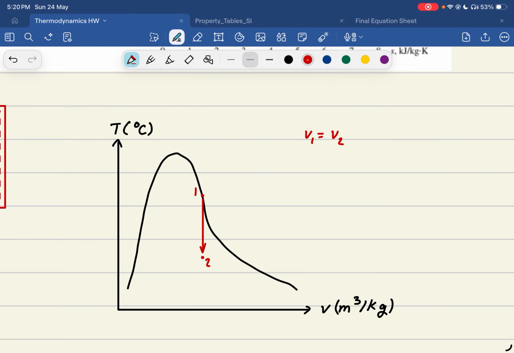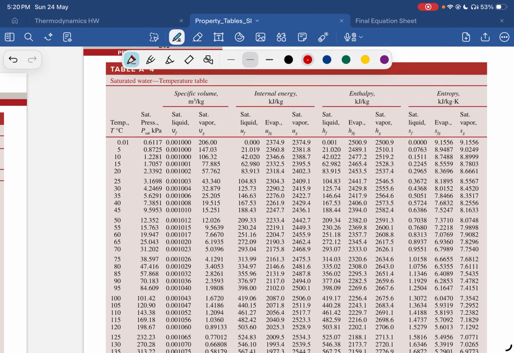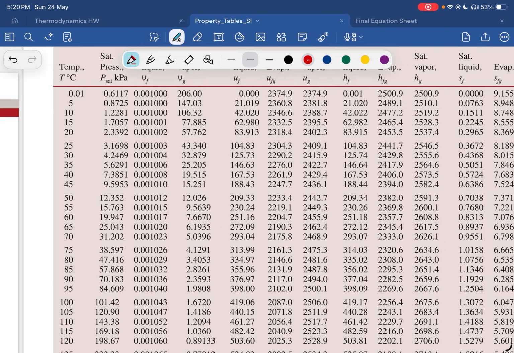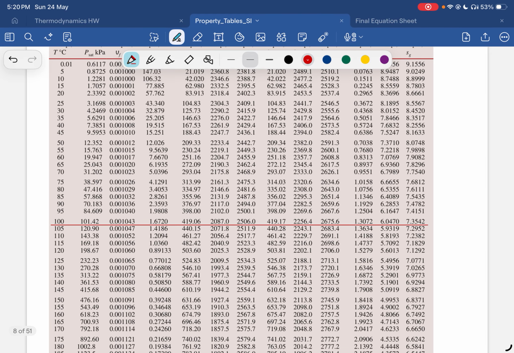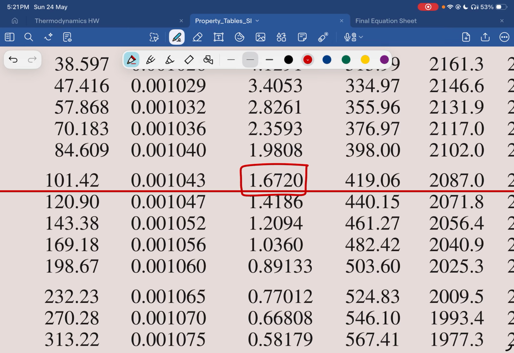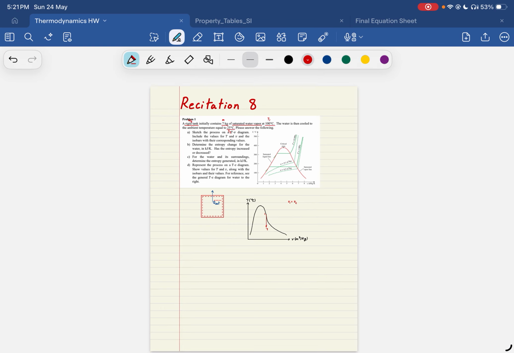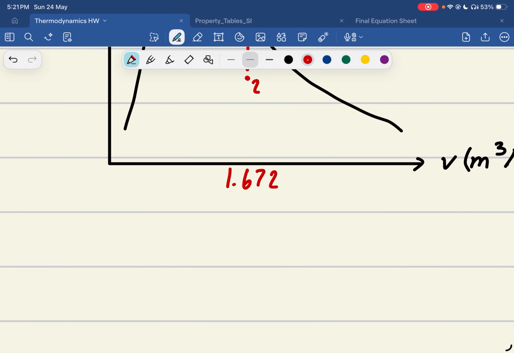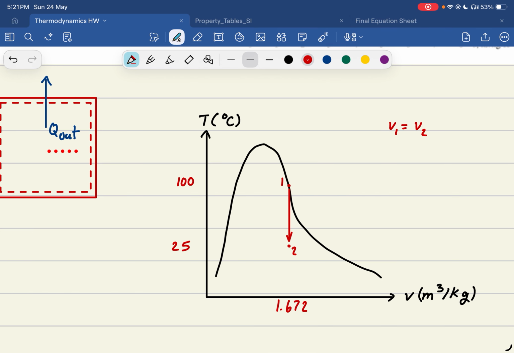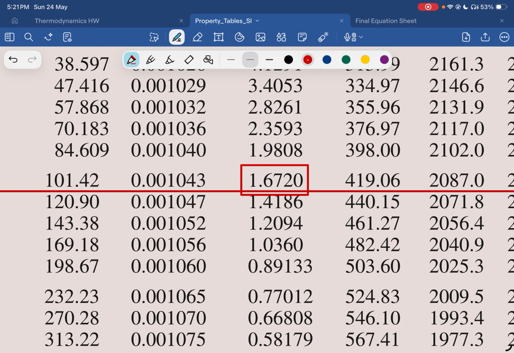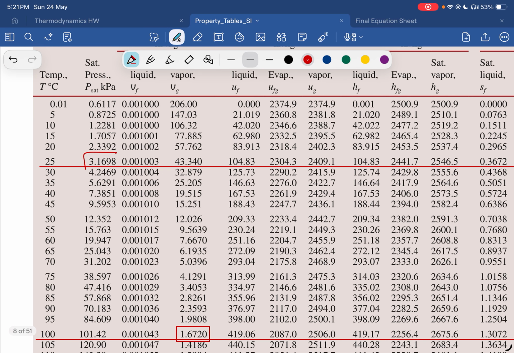And now we look at the property tables for our temperatures, and this is the saturated water table depending on temperature. So we set 100, and then we set 25. Since we're at saturated vapor, the specific volume is 1.672 cubic meters per kilogram, and then this is 100 degrees Celsius, and then this is 25. And since they're both in the dome, we can just find the pressure values. So this is the pressure value for the second one.